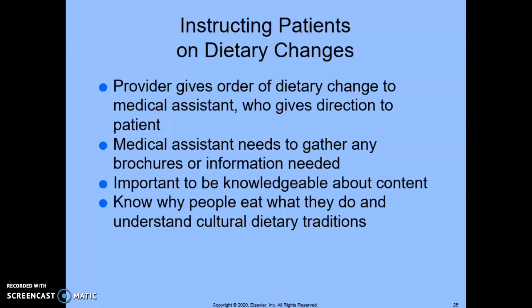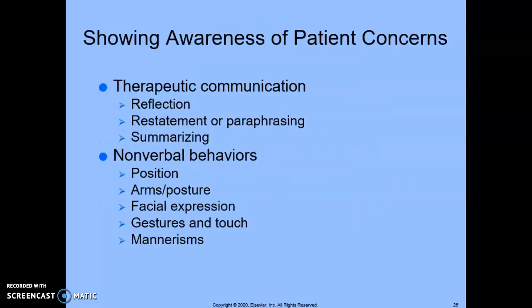And then it's important also to understand why people eat what they do, and understand traditions and culture, and what common foods are being eaten, so that you can help make a plan that is doable within their lifestyle. You want to make sure that you show awareness of patient concerns. So again, that therapeutic communication where you're reflecting, restating, paraphrasing, or summarizing information. Also look at nonverbal behaviors, positioning, being at eye level, making sure that posture is good, because this is an uncomfortable conversation and you're asking them to make some pretty major changes in their life.